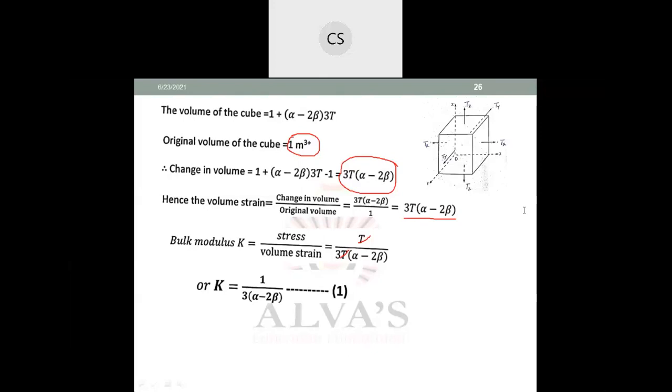In computer science, in the fabrication of processors, the modulus plays a very important role. Young's modulus plays a very important role in the case of a computer processor. Bulk modulus of the processor is very important. In which direction you are cutting the ICs, the silicon chip, is very important.